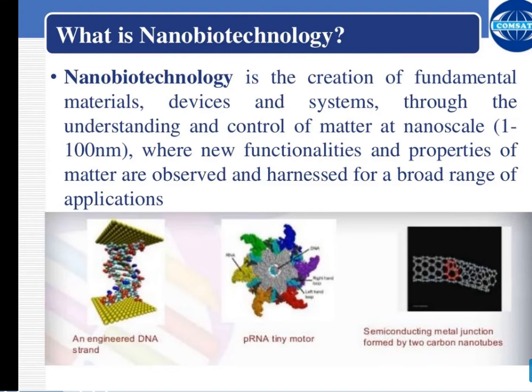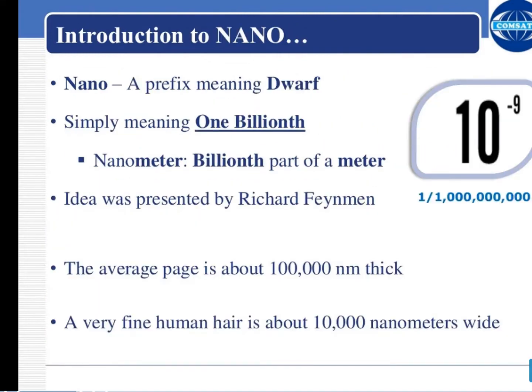Here we represent some of the nano-created materials used in many fields. In the engineering field we use tiny motor systems, and a semiconducting metal junction formed from two carbon nanotubes. Then, an introduction to nano. Nano means dwarf. It comes under 10 to the power of minus 9, which means one billionth. So a nanometer is a billionth part of a meter.